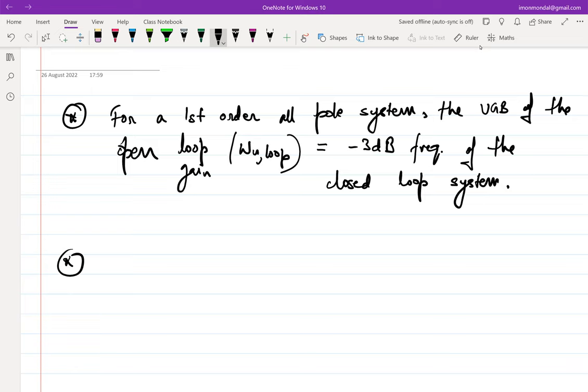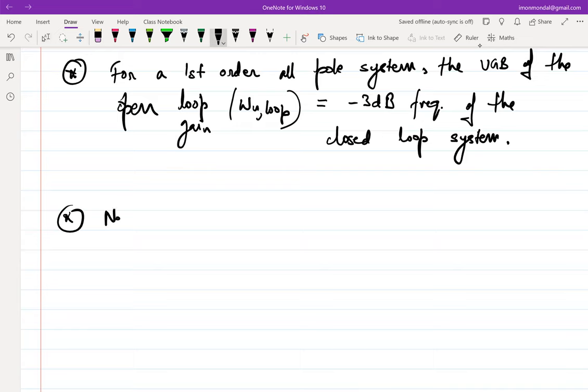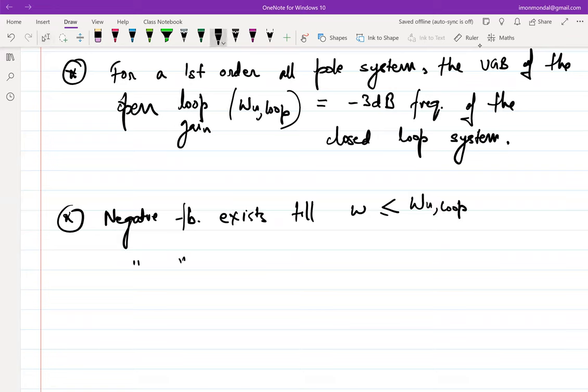Because with negative feedback, the assumption that we made was that negative feedback exists till omega less than or equal to omega U loop, and negative feedback does not exist for omega greater than or equal to omega U loop. Now, this statement is strictly not true, because negative feedback always exists. You have a wire connecting the output to the input. But when I make this statement, what we essentially mean is that there is no significant amount of error correcting signal coming back. Negative feedback essentially works on the principle that the signal coming in to the input of the error amplifier should be strong, right? And the distinction that we make is that if the gain is more than one, it's strong. If the gain is less than one, it's not strong enough.